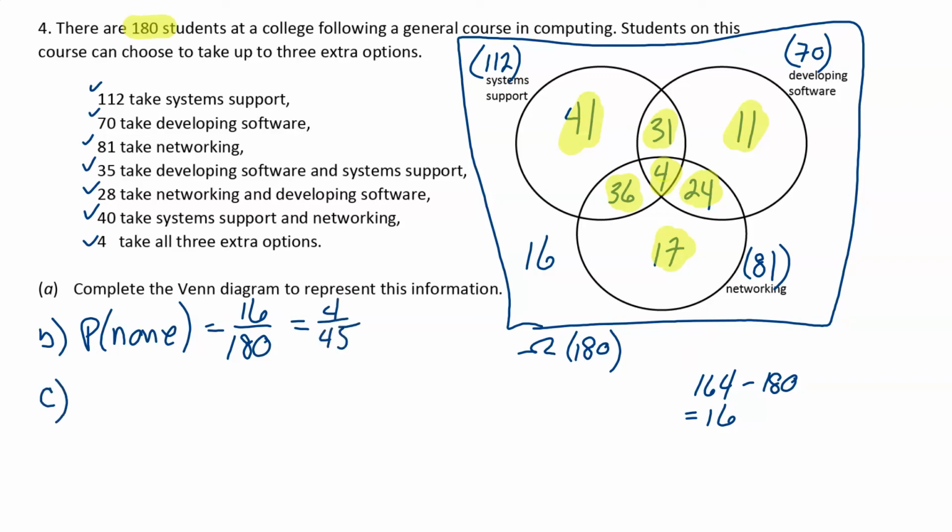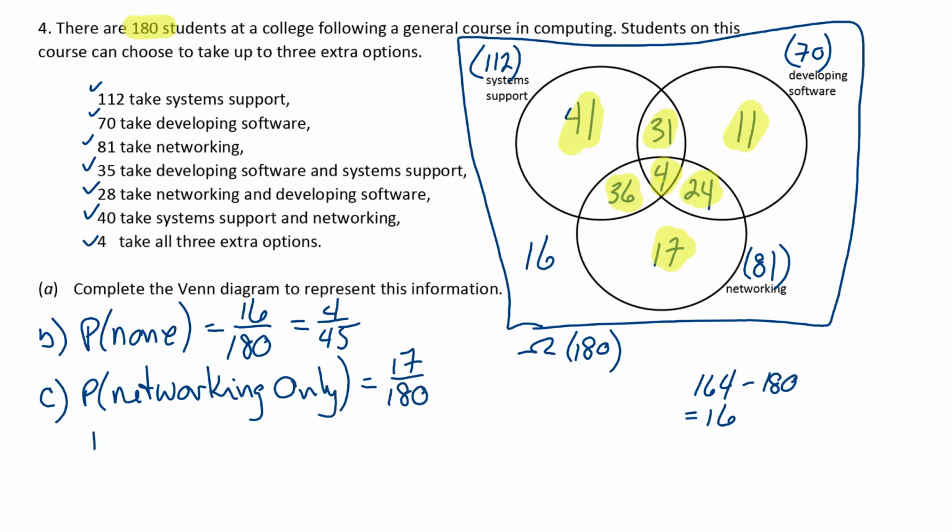Part C asks, what's the probability of getting a student that chose only the networking option? In that case, we're looking at just these students that are only in the networking space. So the probability of networking only is equal to 17 out of 180. And that can't be reduced any further.